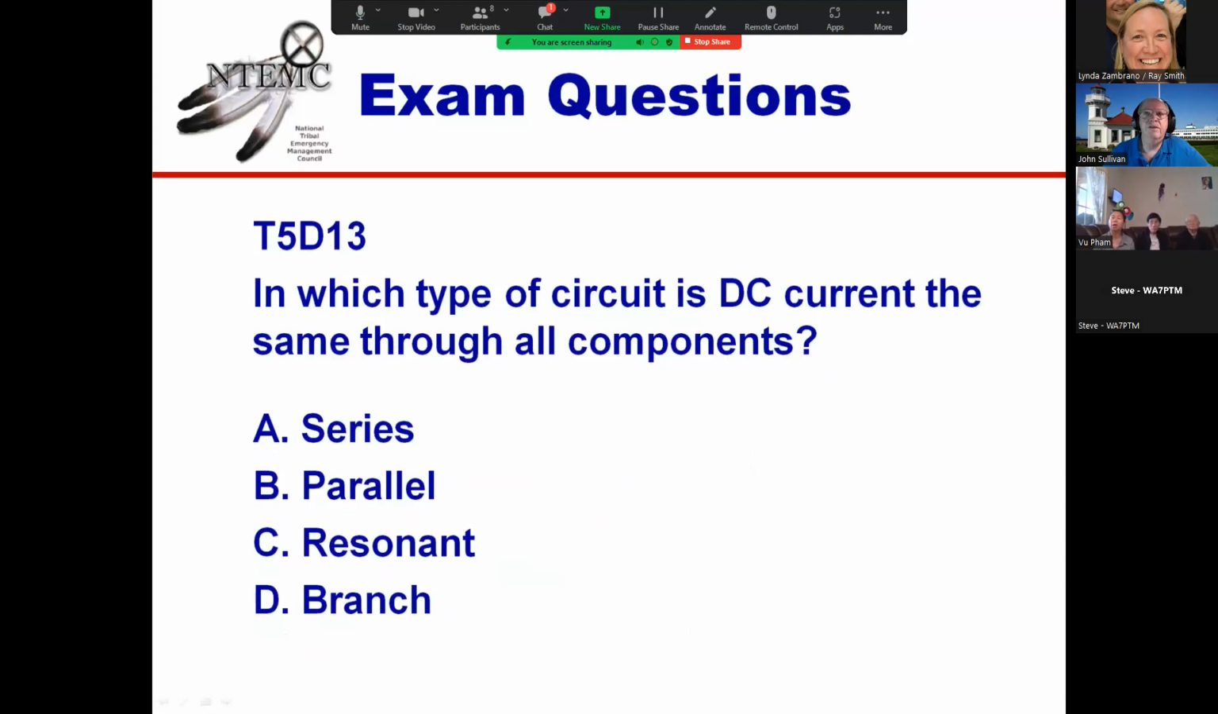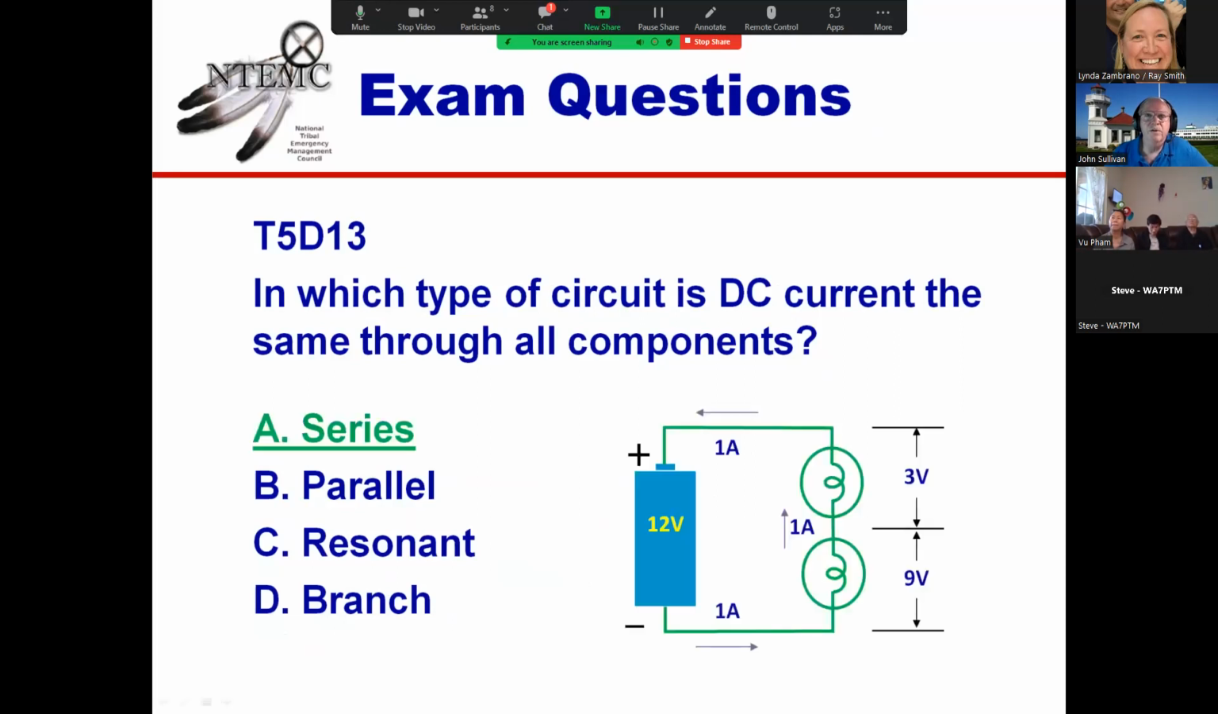Which type of circuit is the DC current the same? The current is the same through all components. Remember, they're all in a line. They only have one path to flow through, so it's going to be in series. You will have the same current through all the components in that circuit because there's only one path to follow.